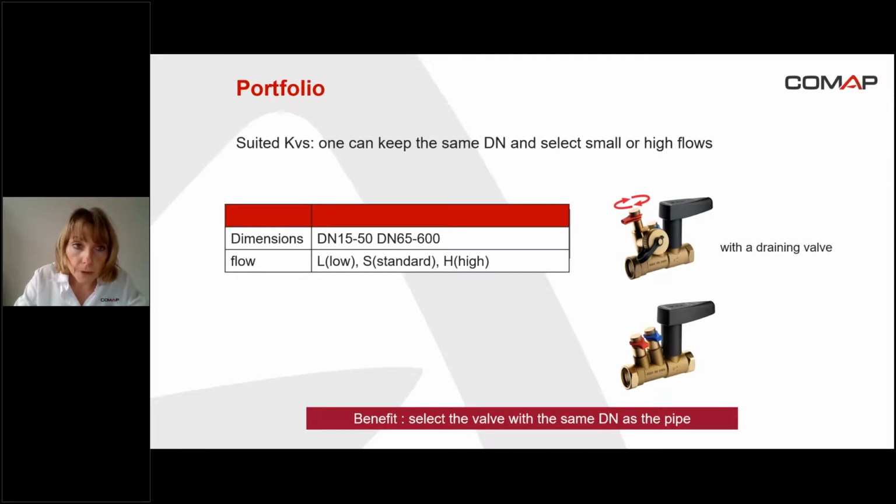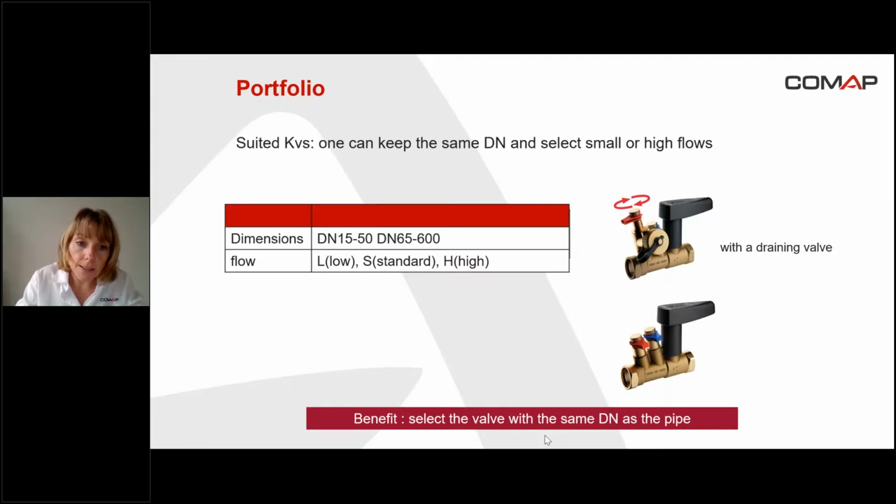The portfolio now, it's also interesting because we are going to select the valve with the same DN as the pipe. In static balancing, usually we select the valve, if we want to make it easy, with 1 DN below the DN of the pipe. It's in order to have enough authority on the valve, and in order to have a position 75% open. So it's what we usually do.